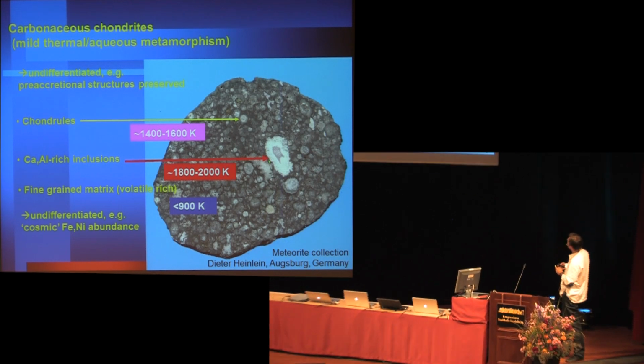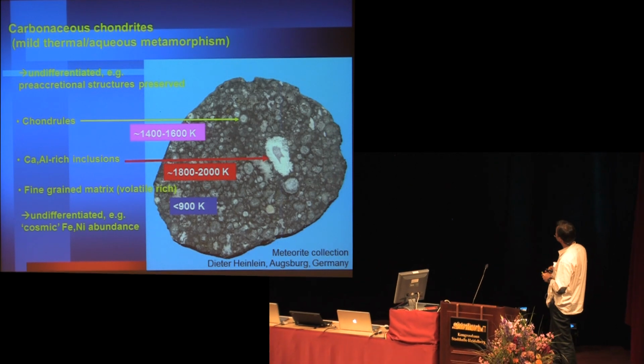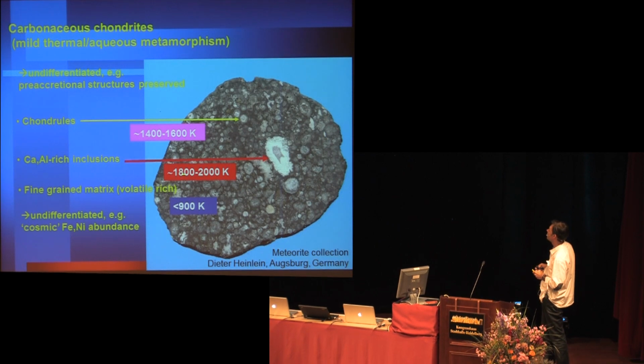More rare are calcium aluminum-rich inclusions, which are a bit larger and irregular in size. They consist of refractory mineral assemblages, and they were also formed by even higher flash heating or high temperature events in the early solar nebula. All that is embedded in more or less fine-grained matrix, which is mostly micrometer or submicrometer size and rich in volatile elements, which never was subjected to temperatures higher than 900 Kelvin. So we have side-by-side high and low temperature objects, and the meteorite as a whole was never heated to temperatures higher than 900 Kelvin in this case.